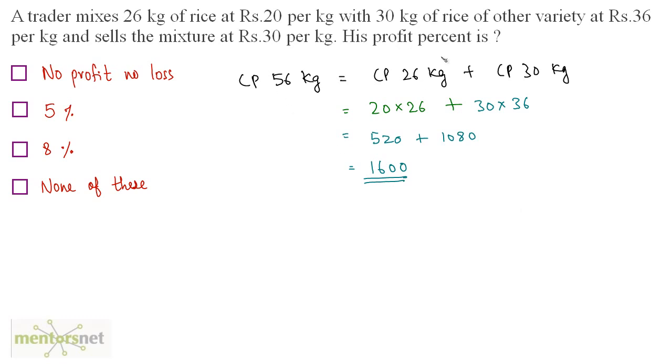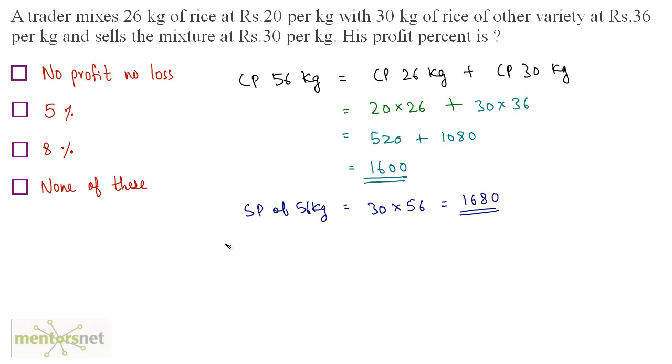Now profit percentage is asked, so for that we'll need to calculate the profit, and for profit we need the selling price. We have the cost price already. So the selling price of 56 kg is equal to, this rice is sold at 30 rupees per kg. So we have 56 kg sold at 30 per kg. So 30 times 56, and that is equal to 1680, which is the selling price of 56 kgs of rice, this mixed rice.